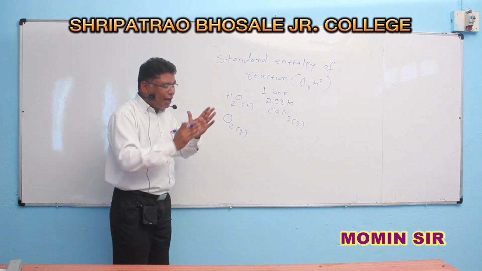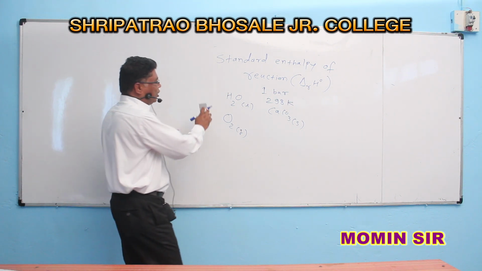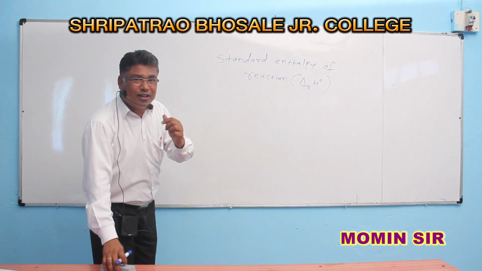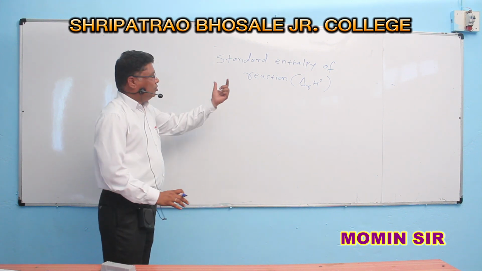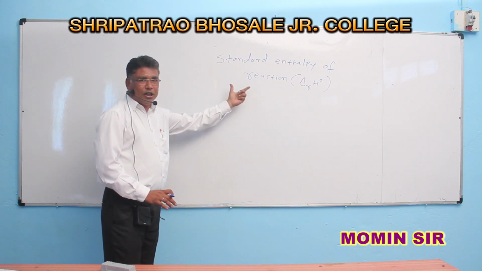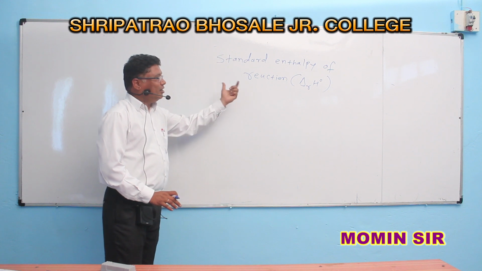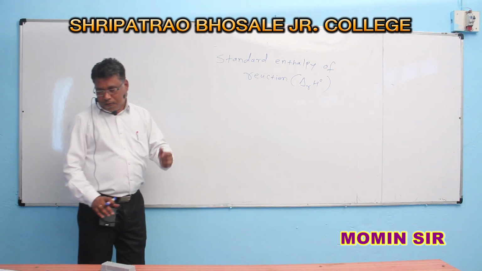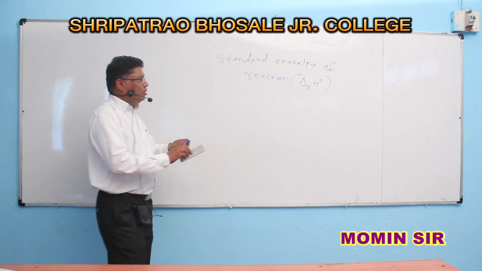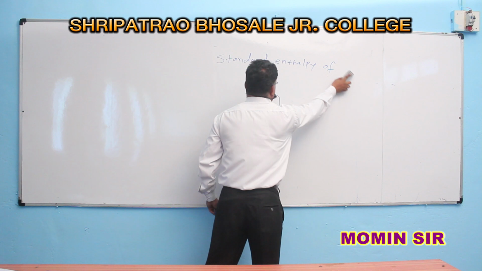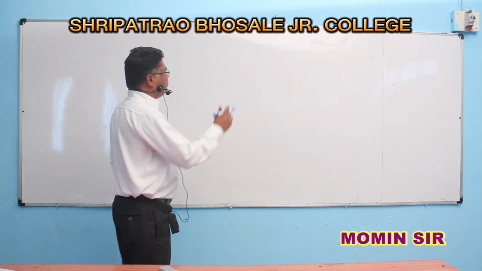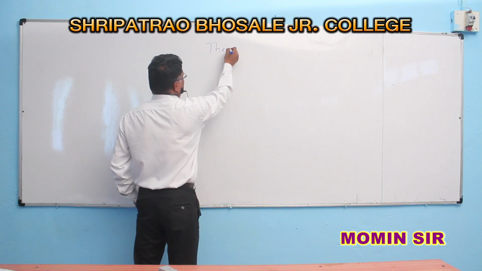So whenever reactants and products in a chemical reaction are in their standard state, that is called the standard enthalpy of reaction. So, after having an idea about this, we want to know the new point, thermochemical equation.